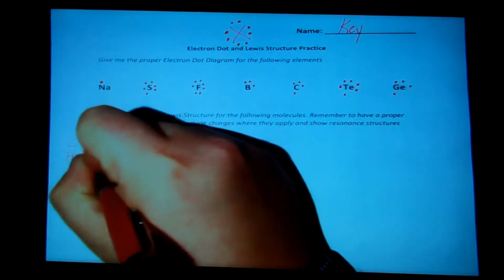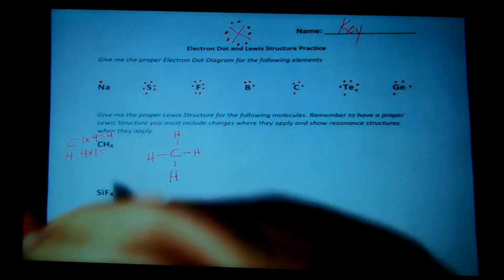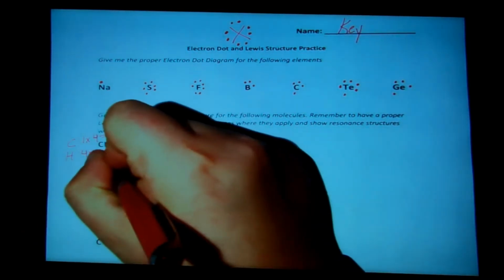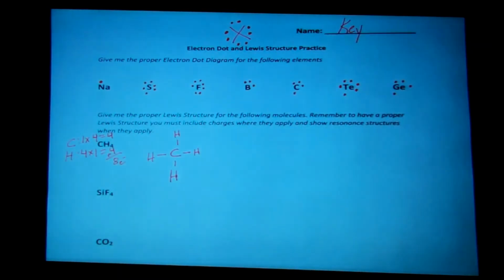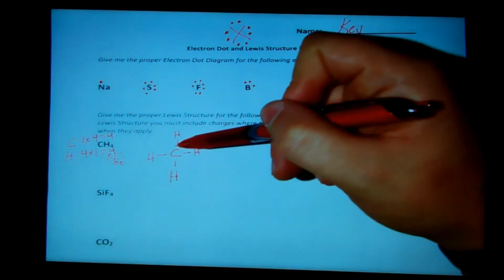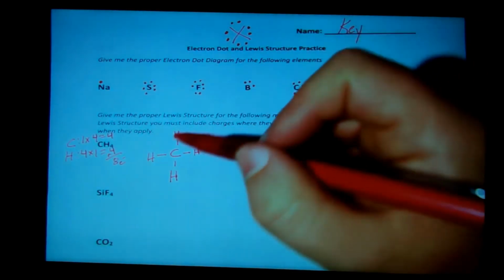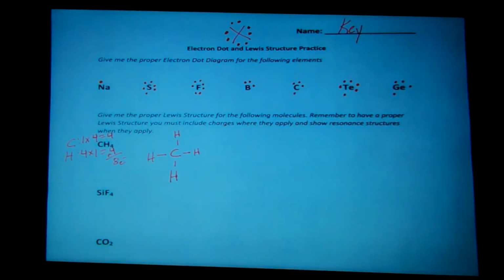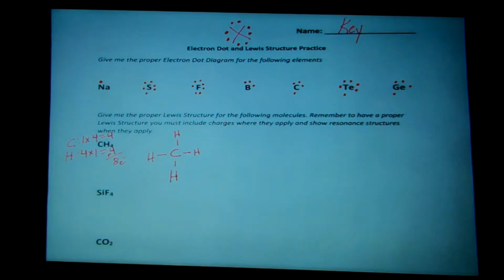Per carbon, I have 4 valence electrons because it's in the 14th column. Per hydrogen, I have 1 valence electron, and I have 4 of them, so 4 plus 4 is 8. So I have to show 8 electrons. Count and make sure we're showing the proper number. These bonds count as 2. Always remember that. So 2, 4, 6, 8. Now that we're showing the proper number, we don't have to add any double or triple bonds, but now we just need to check our charges.